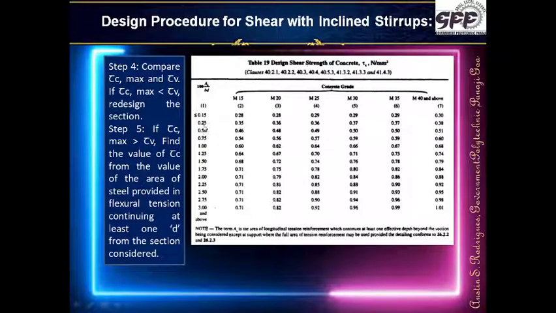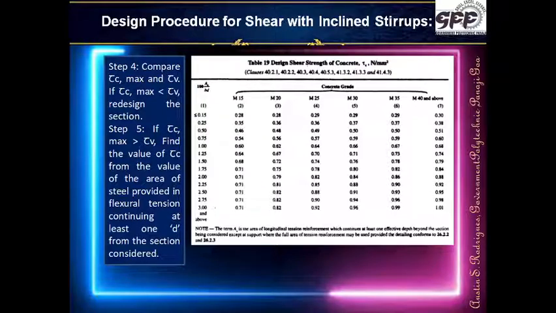Suppose the value comes in between 0.25 and 0.50, say it is 0.4, and say it is M20. Then in between these two values, at 0.40, we need to interpolate, considering that this is a straight line variation, and then we can get how much is the value of tau c. So we calculate the value of tau c by interpolation from this particular table.